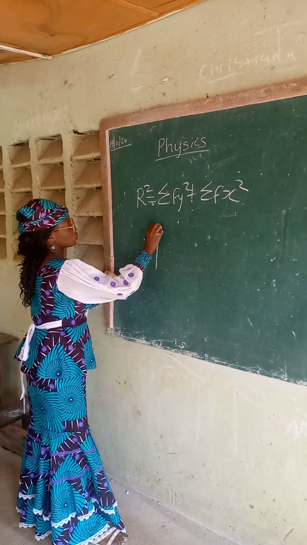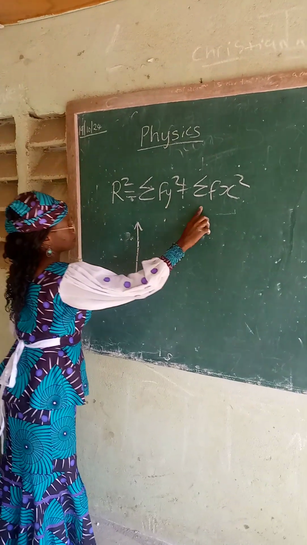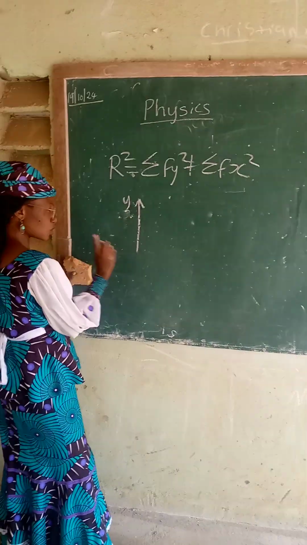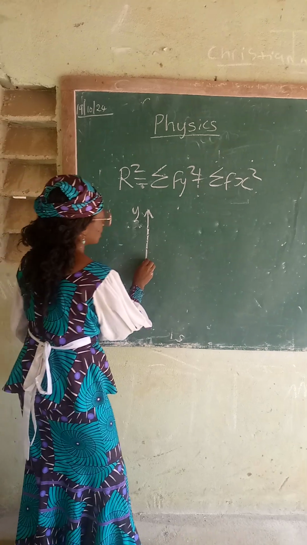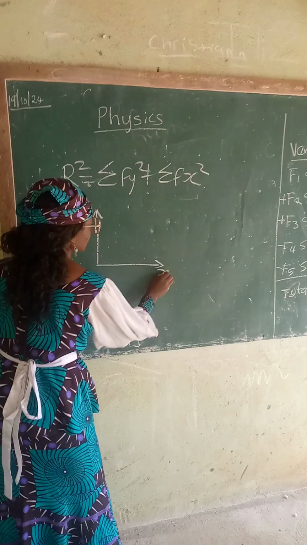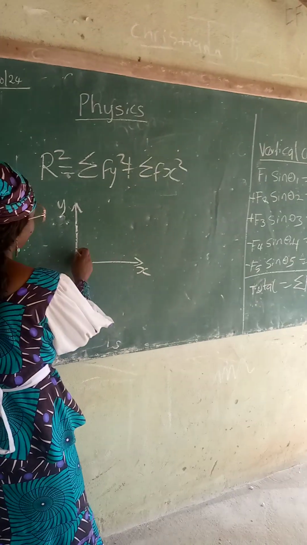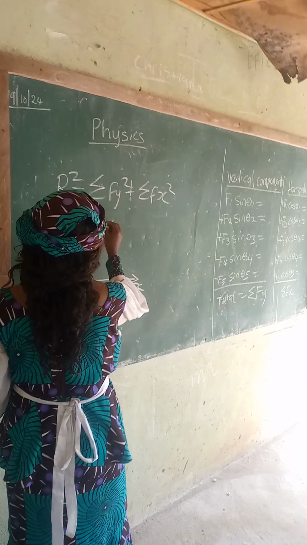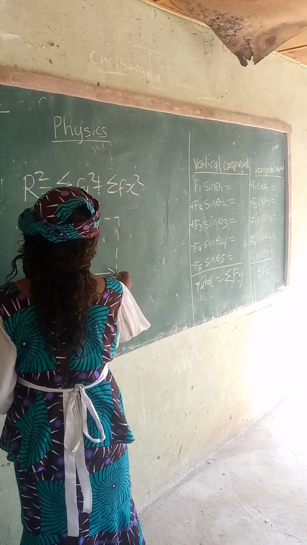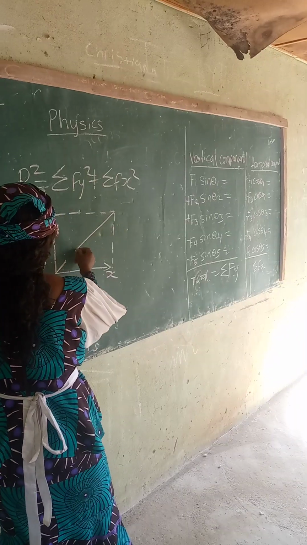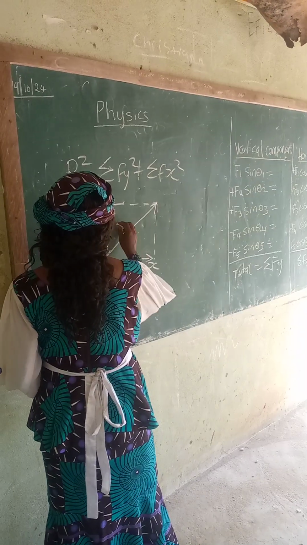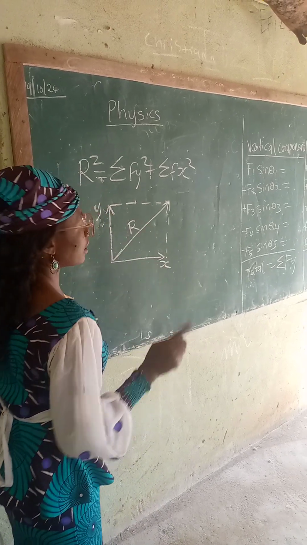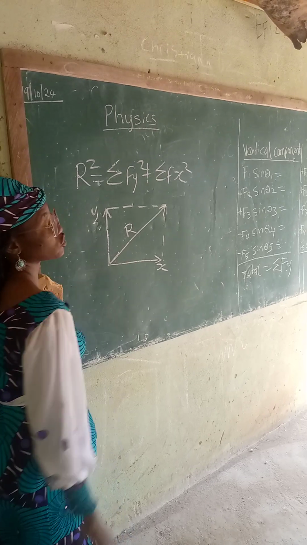When you do your summation, you get a particular value for y and a particular value for x. So y will now be a single magnitude, and x will also be a single magnitude. It means we can now represent those vectors in components, y and x. So we come down to this, and this is going to be the resultant.